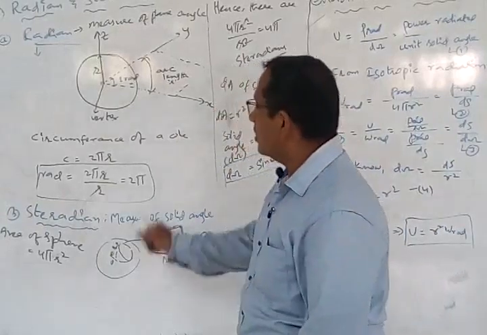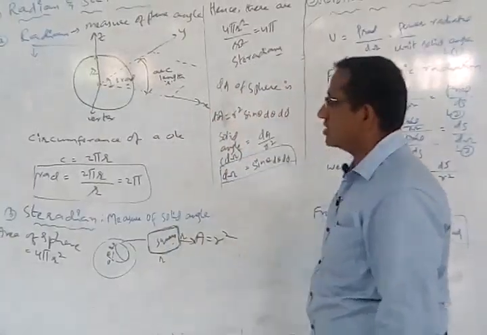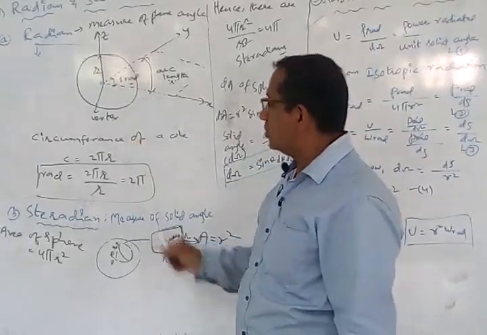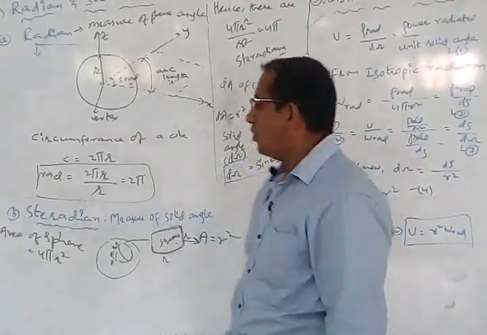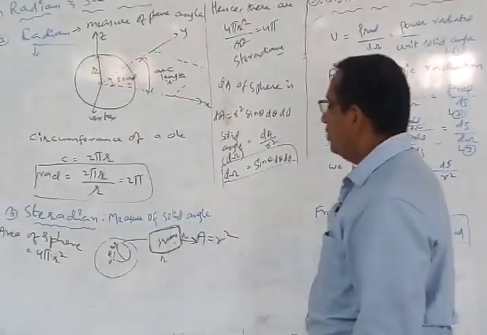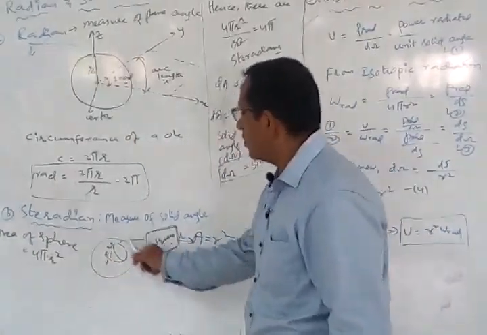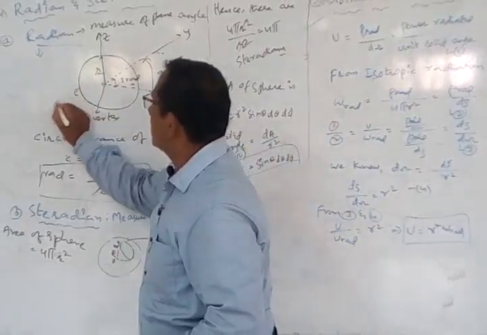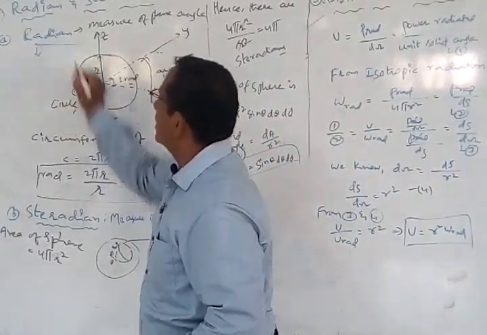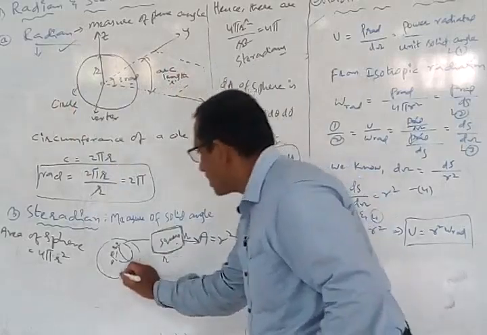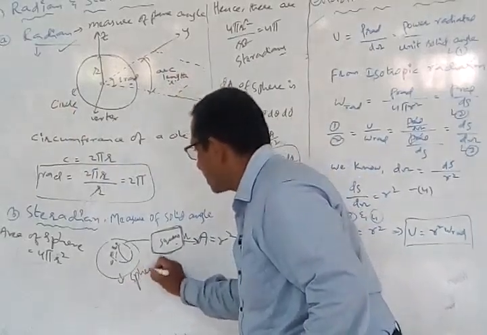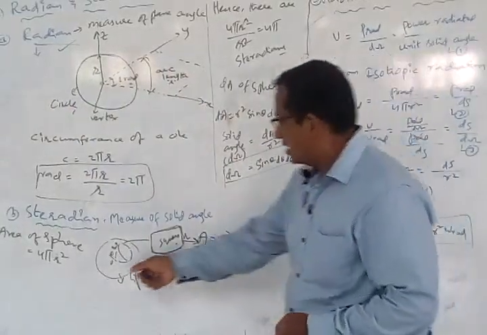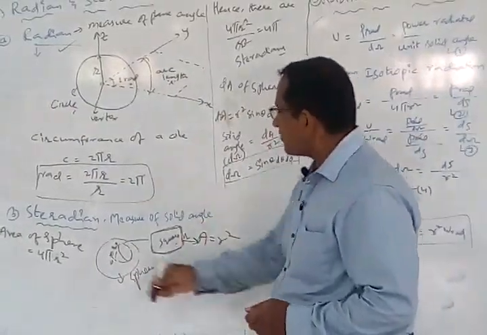Now similarly we have a steradian, which is the measure of the solid angle. Now this is nothing but a plane angle, whereas this is going to be a solid angle. How do we find a solid angle now? We know the area of a sphere. Here we considered a circle in the case of radian. Now here we are going to consider a sphere in the case of the steradian. So steradian is a measure of solid angle.